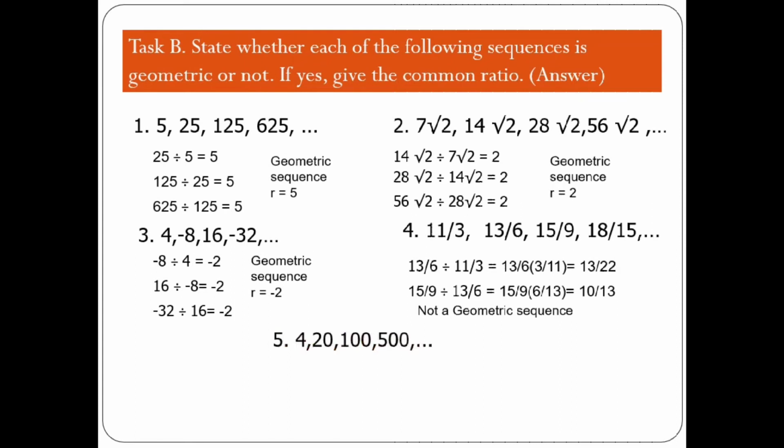Number 5, 4, 20, 100, 500, and so on. 20 divided by 4 is 5, 100 divided by 20 is 5, 500 divided by 100 is 5. This is an example of a geometric sequence since there is a common ratio of 5. Next, find the missing terms in each geometric sequence.